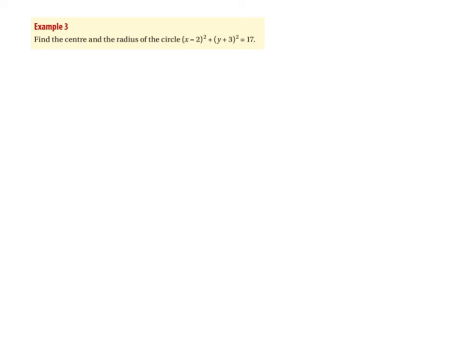In this last example, we're asked to find the centre and the radius of the circle given the equation of the circle here. So remember, the equation of the circle that we know is x minus h all squared plus y minus k all squared is equal to r squared. If we just draw this, remember that h, k is the centre of the circle, and r is obviously the radius from there to there, so that's your r.